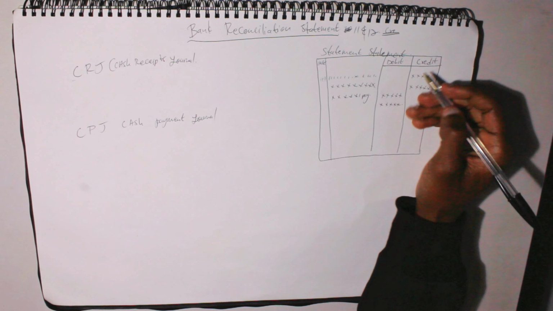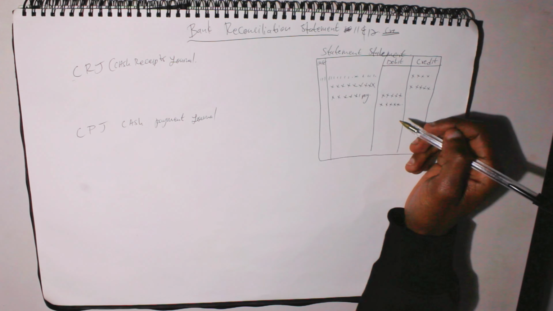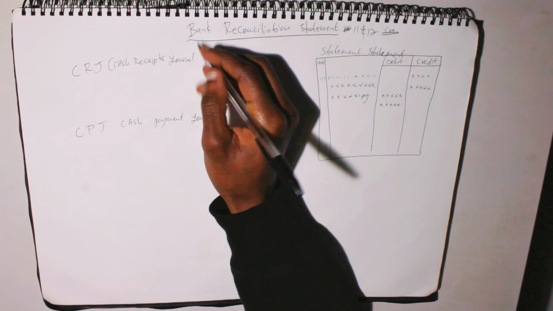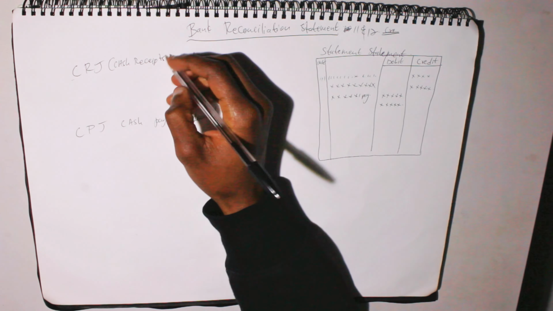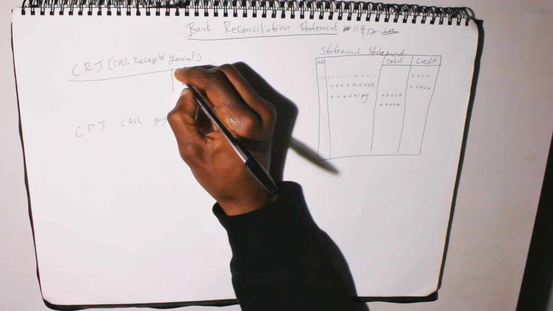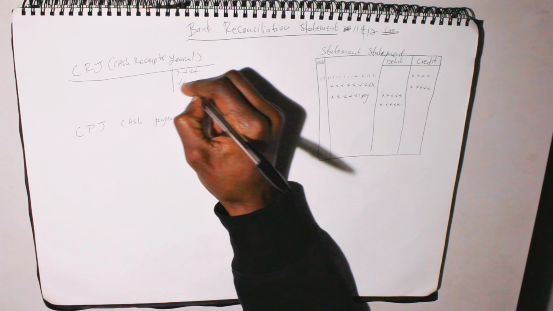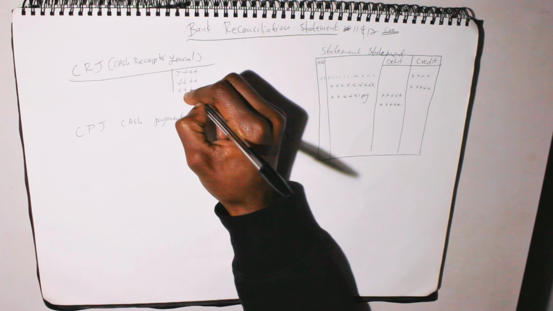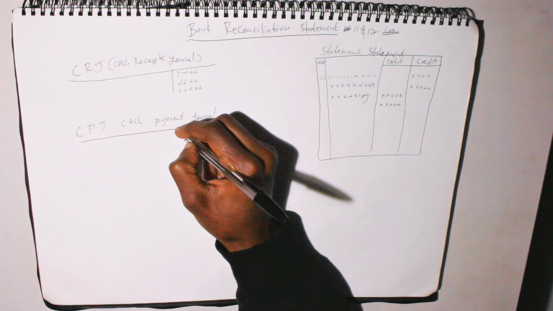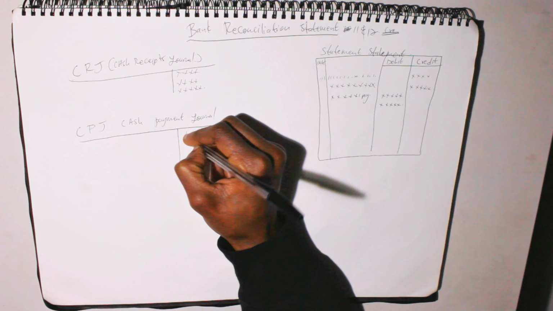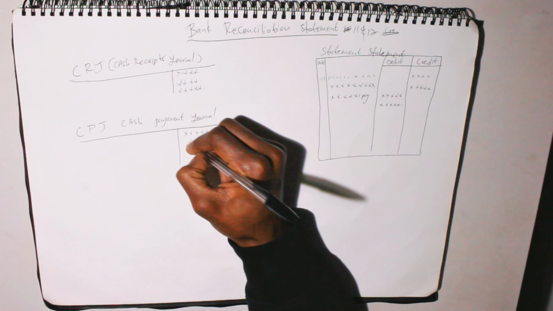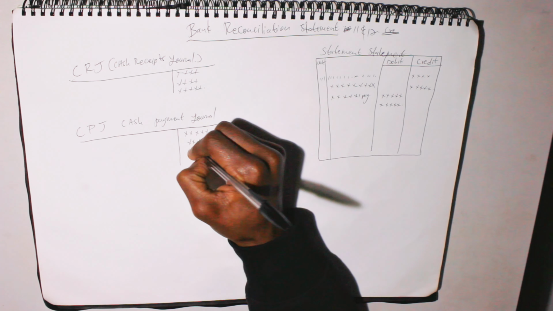Right now, moving forward, what will happen is that in the books of the business, every time someone comes and buys for cash, you record all that amount in the CRJ. And every time the business pays someone, either they're paying clients or they're paying suppliers, they'll record that in the CPJ, the cash payment journal, to show that money goes out.